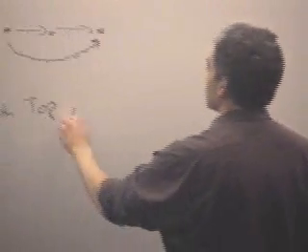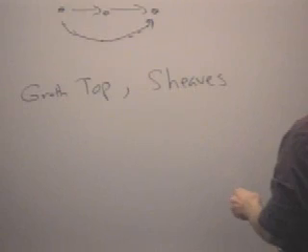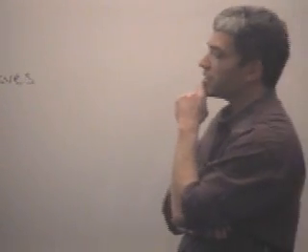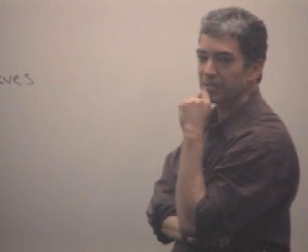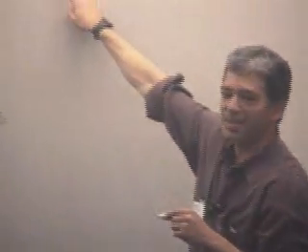Okay. So now we have Grothendieck topologies, and we have sheaves. And from these two concepts, we can start to get invariance. I sort of did up here.